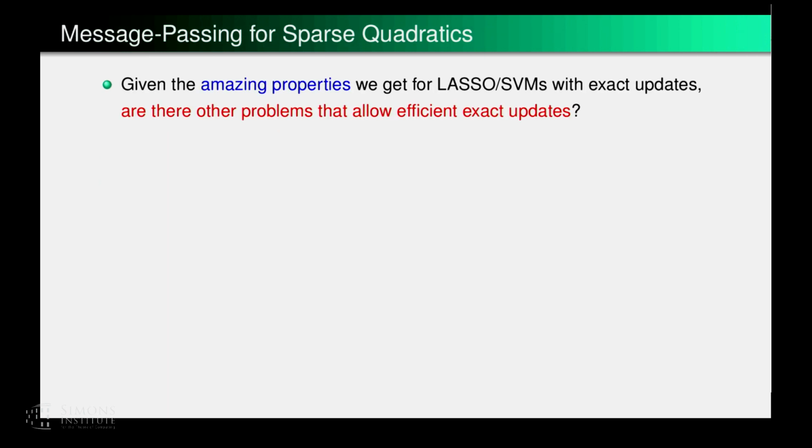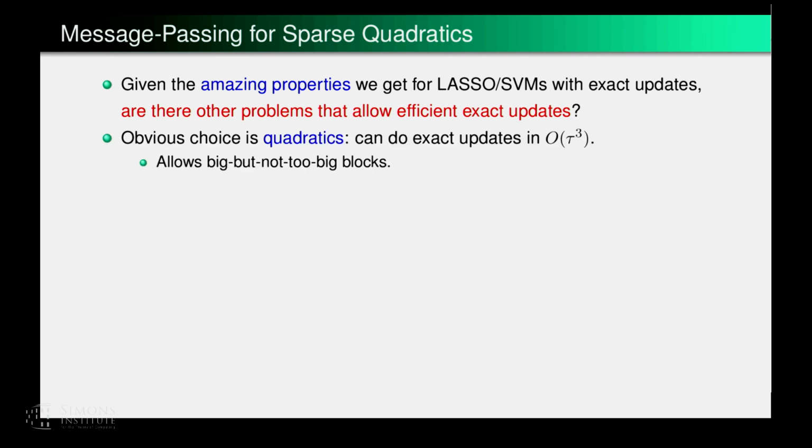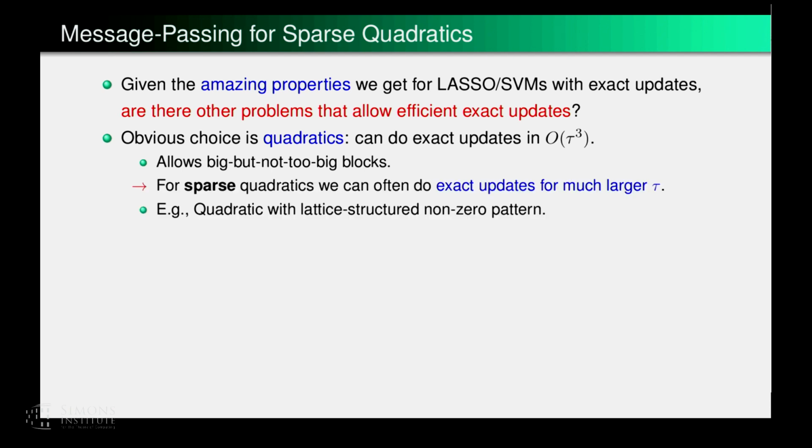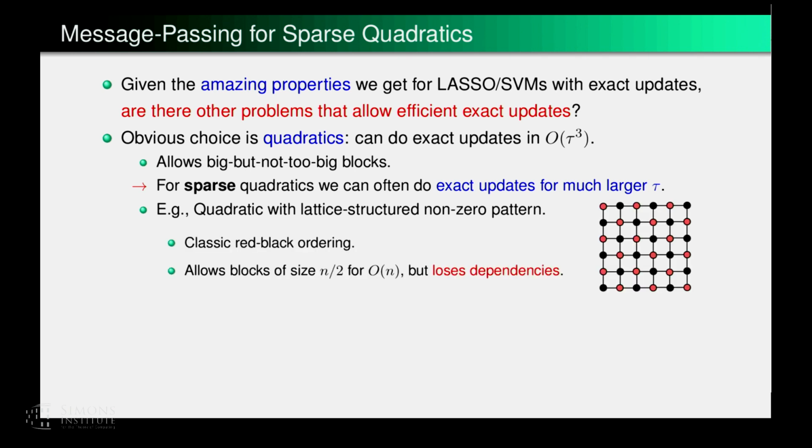Okay, so last thing I want to mention is, given that for lasso and SVM you can do exact updates, are there other problems where we can do exact updates? One case is quadratics, but there we need tau cubed, so we can't have our blocks be too big. Another case, which was talked about yesterday by Levin, is if we have sparse quadratics, then we can do this zero fill-in Cholesky factorization and do it quickly.